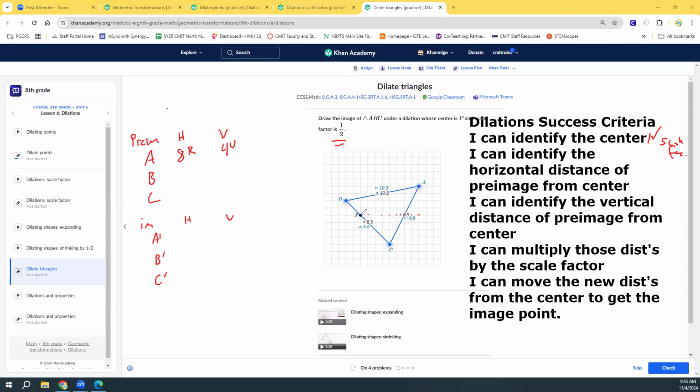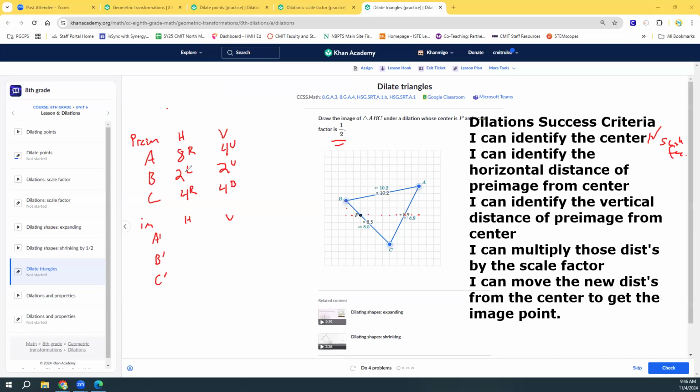Now B. I got to go 1, 2 left. 2 left. And then I got to go 2 up. Always starting from the center. Now to C. How far to the right again, right? 1, 2, 3, 4. 4 to the right. And then 1, 2, 3, 4, and 4, I went down. Wow, that was a lot of counting.